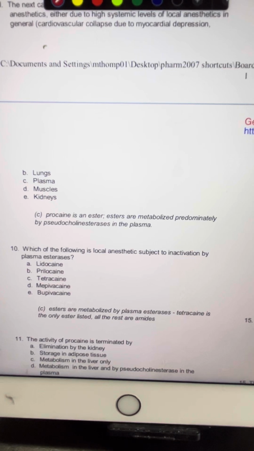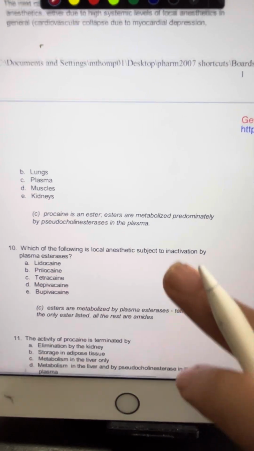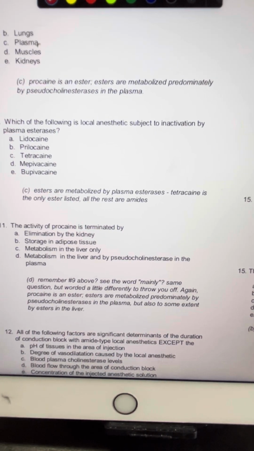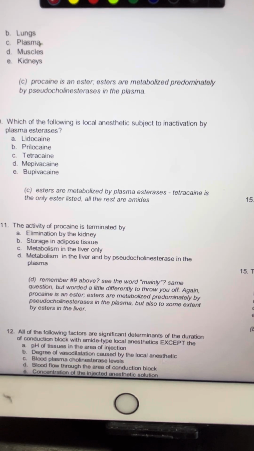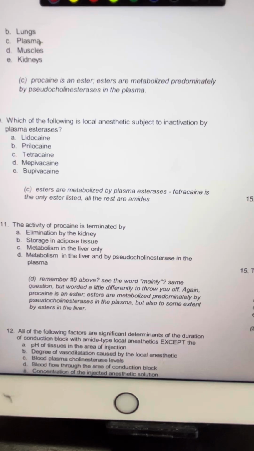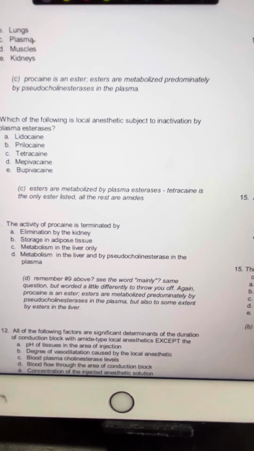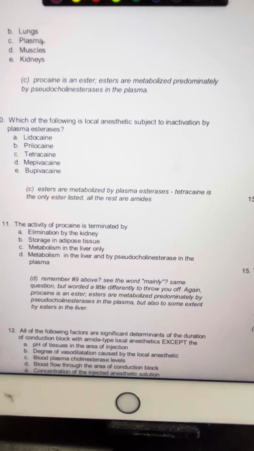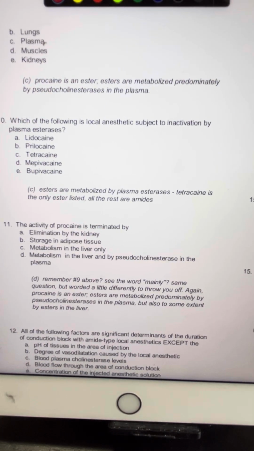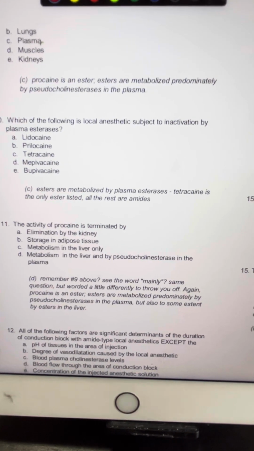The activity of procaine is terminated by, so it can be terminated by metabolism in the liver and by pseudocholinesterase in the plasma. So they say terminated by in some questions, but they will throw the question in a different form. Remember, procaine is the ester. Esters are metabolized predominantly by pseudocholinesterase, but also to some extent by esterase in the liver.